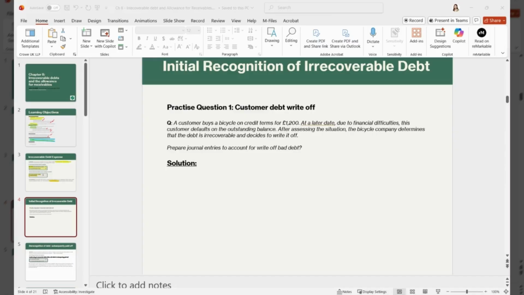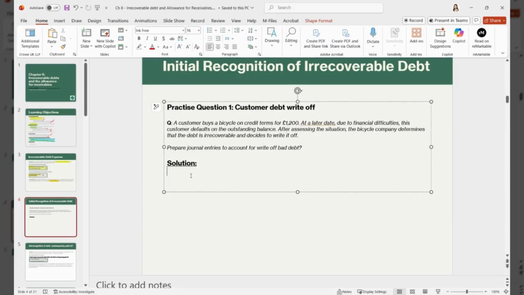Practice Question 1. Customer debt write-off. Question. A customer buys a bicycle on credit terms for £1,200. At a later date, due to financial difficulties, this customer defaults on the outstanding balance. After assessing the situation, the company determines that the debt is irrecoverable and decides to write it off. Prepare journal entries to account for the write-off of bad debt. You can pause the video here and come back when you're ready. Otherwise, let's work through the question together.